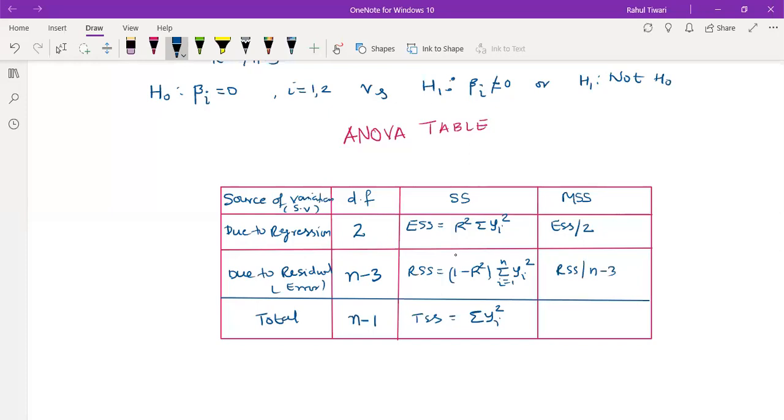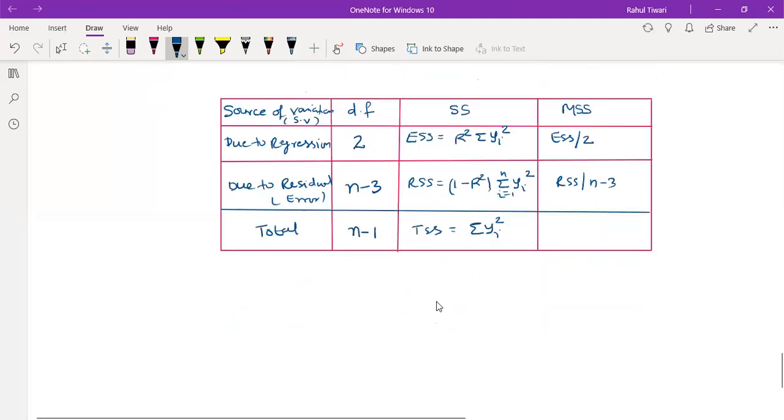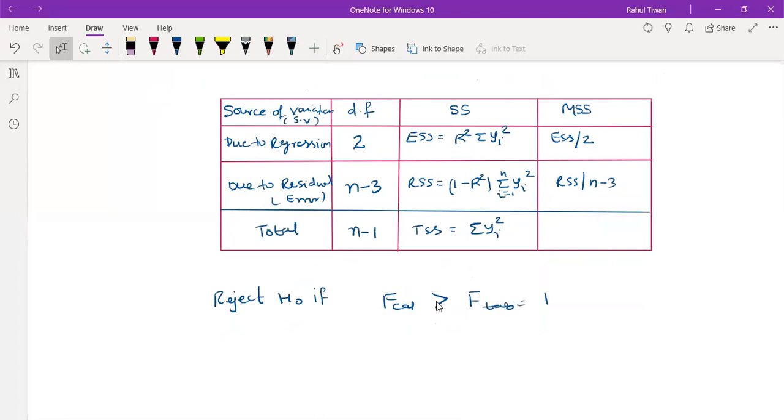And based on that, what will be the result? What is the conclusion? Reject H naught if F cal is greater than F tab. What is your F tab? F 2 comma n minus 3 comma alpha. So alpha is how much percent of error there will be. Based on that you can calculate.